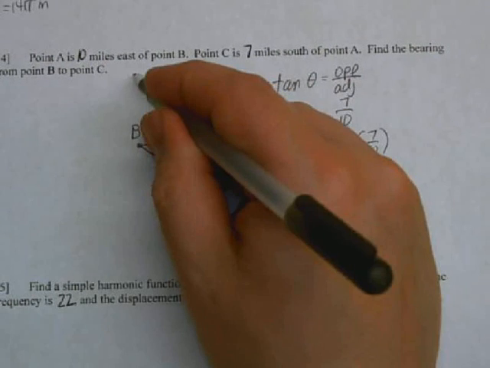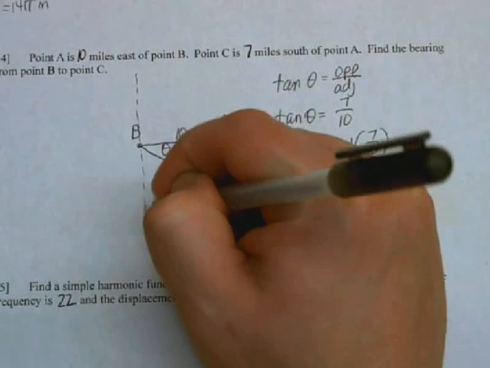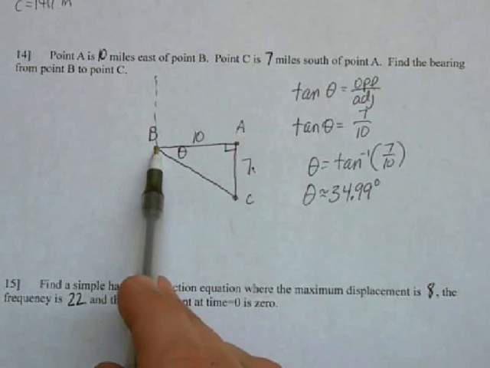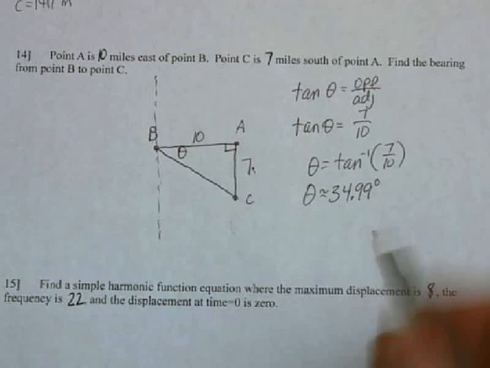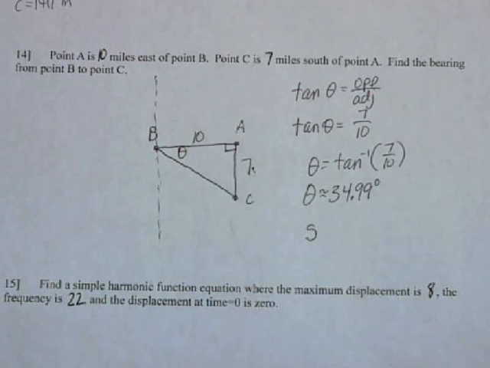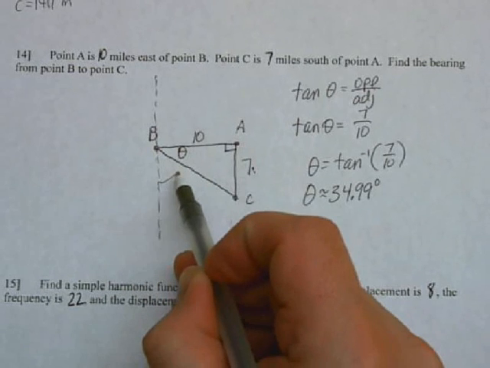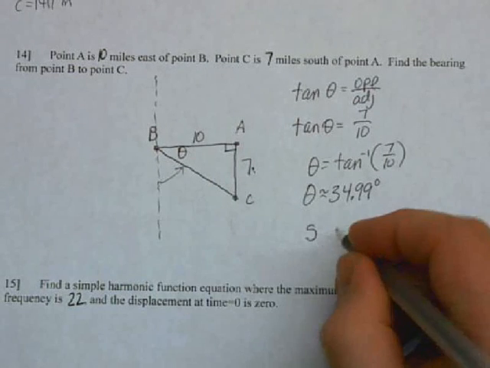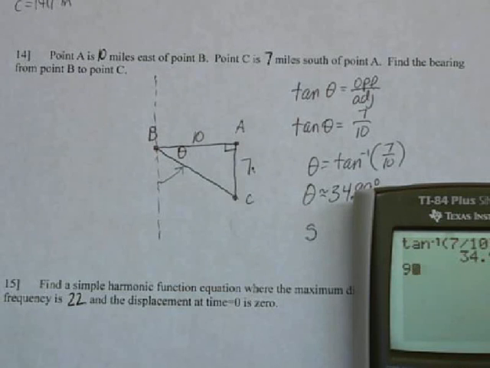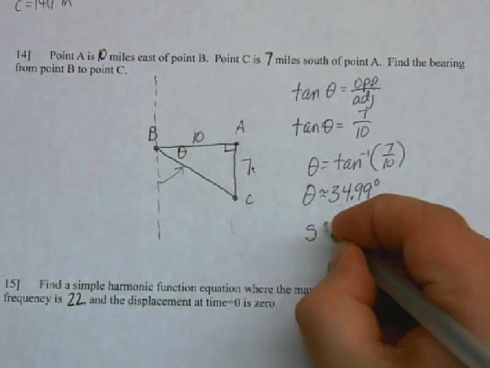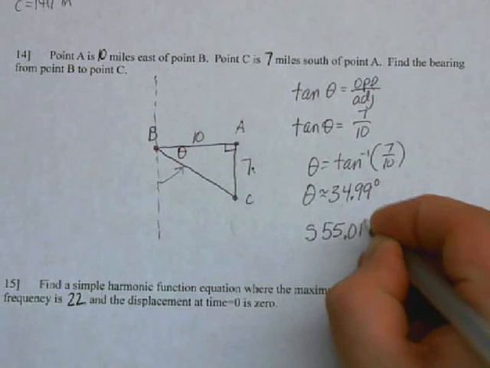We know that with bearing, we start with either the north or south direction. Notice from point B to point C, we're going south. Then we're looking for this angle measure right here, which is 90 degrees minus the 34.99, and we get 55.01. So south, 55.01 degrees east.